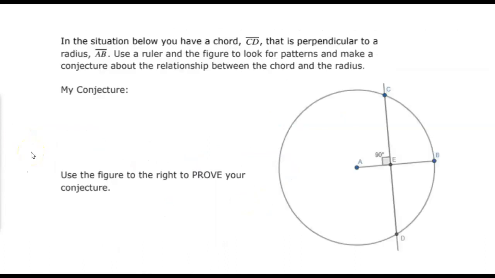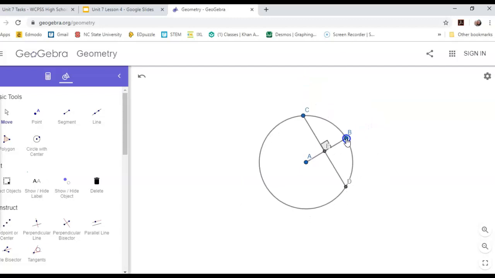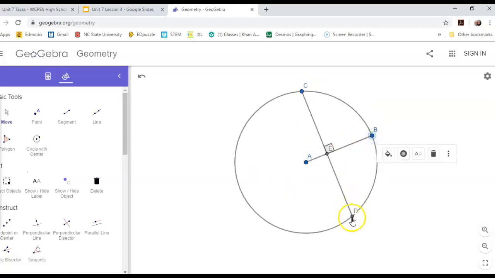In the situation below, you have a chord, CD, that is perpendicular to a radius, AB. Use a ruler and the figure to look for patterns and make a conjecture about the relationship between the chord and the radius. Well, now we want to investigate and see what's going on between this radius, AB, and this chord, CD. We were told that they are perpendicular, so I want to make sure that that stays the case. So yes, if I change my circle, I've still got the chord perpendicular to AB. If I move where my point C is, it's still staying perpendicular to AB.